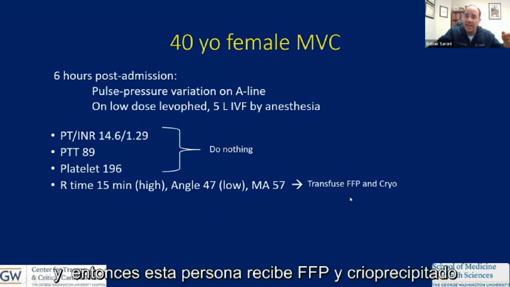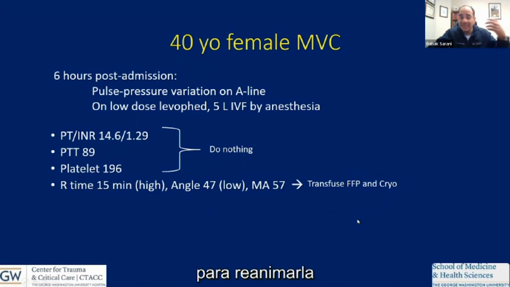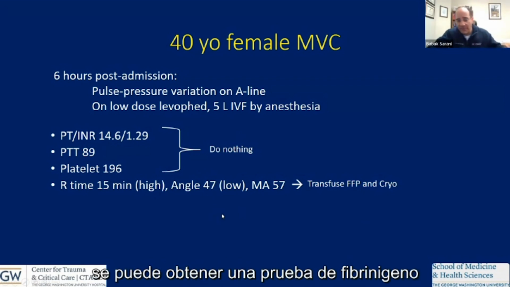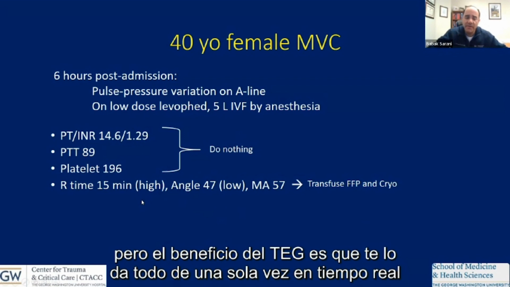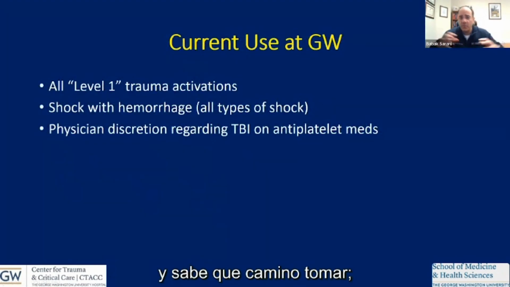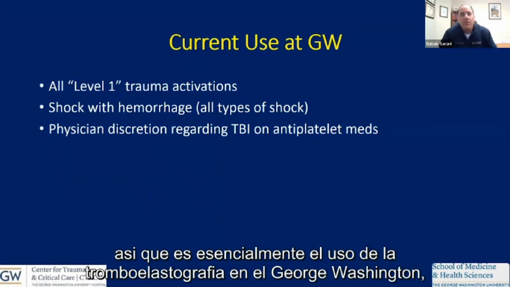And so this person gets FFP and cryoprecipitate to resuscitate them. And without the use of a TEG, you simply would not know to give all these agents. You can get a fibrinogen test and all the other tests and try to piece it together. But the benefit of TEG is it gives it all to you in one shot in real time and you kind of know which way to go. So that's essentially the use of thromboelastography at George Washington.